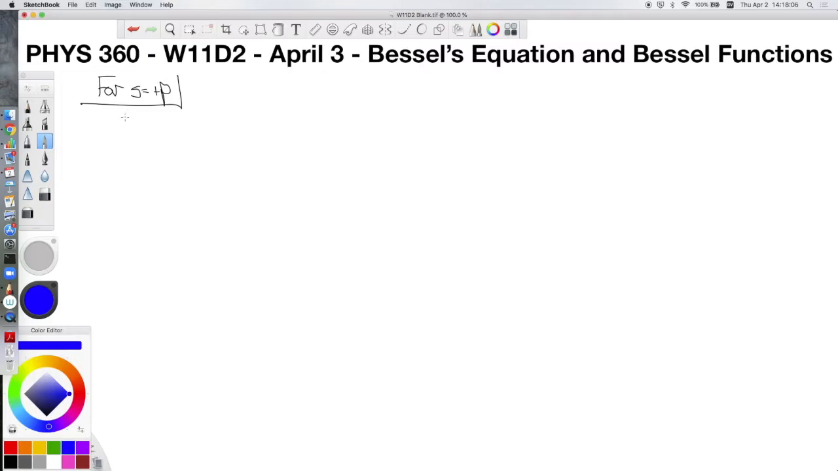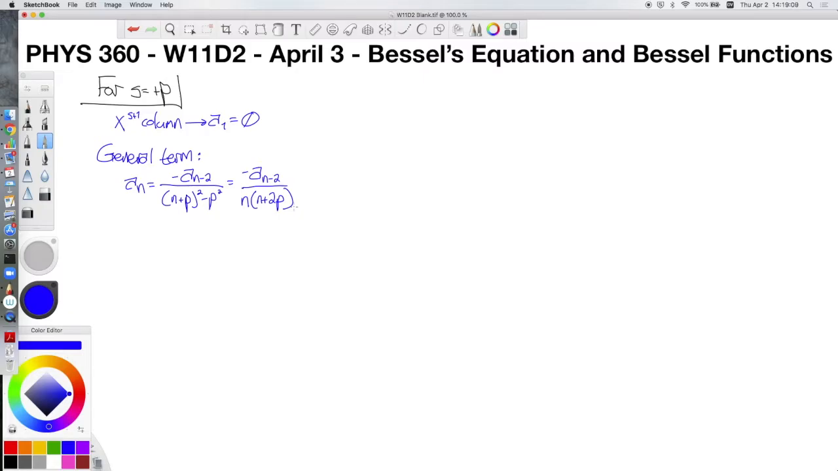First, we can look at the x to the s plus 1 column and see that a1 has to be equal to 0. Then we can look at the general term to see how the rest of our terms and their coefficients relate to each other. So our general term simplifies after we plug in positive p for s to a sub n equals negative a sub n minus 2 over n times quantity n plus 2p.